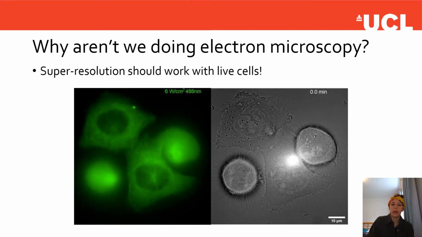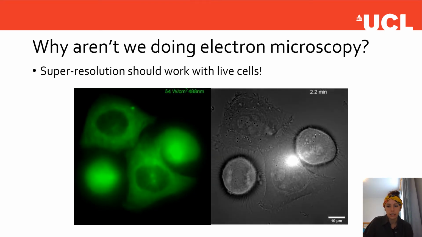So what I'm going to show you here is a fluorescence and transmitted light image of some cells that are expressing tubulin and GFP. We've got two interphase cells that are nicely spread and two mitotic cells which are rounded up. And I've got the intensity of the laser illumination up in the corner here. Now what I'm going to do in this movie is increase the intensity of our laser illumination and we're going to see what happens.